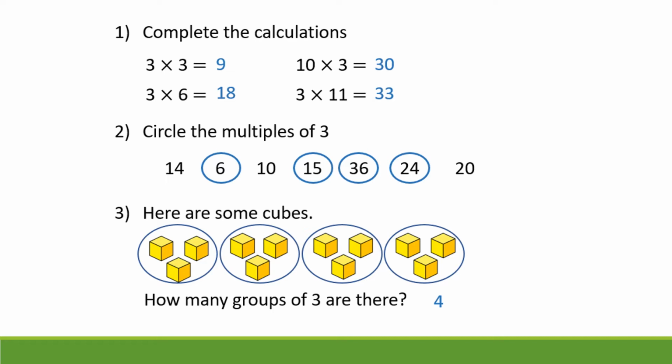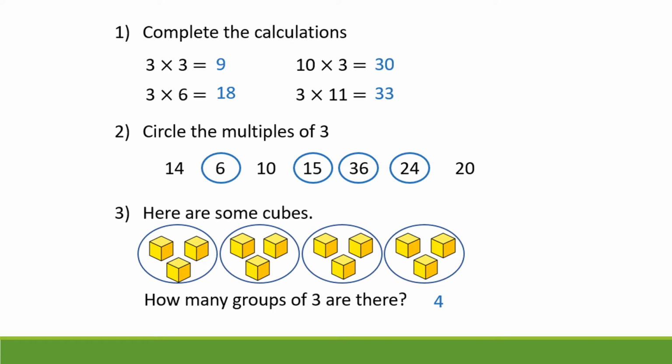Number 2, circle the multiples of 3. And we know when we counted on in 3s from last lesson, we know that 6 is a multiple of 3, 15, 36 and 24. Well done if you remembered those. And here are some cubes. How many groups of 3s are there? There are 4 groups of 3. So, fantastic start if you got those questions correct.